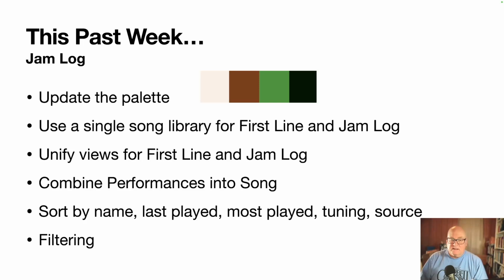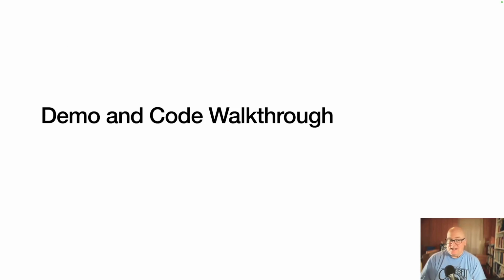And then lastly, the filtering. We had that facility to let you start typing in a name of a song and only show songs that had the text you typed. That was originally on Jam Log, and we got that working across all of the views with this unification. All right, let's see a demo and take a little code walkthrough.